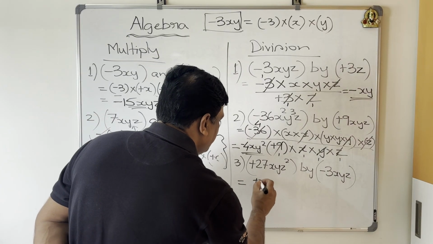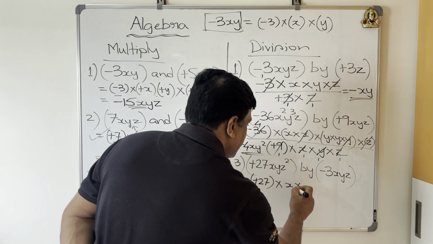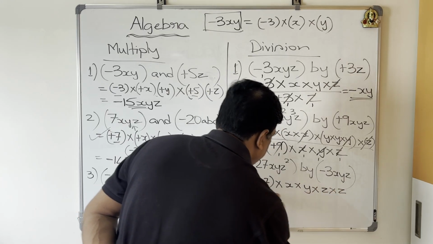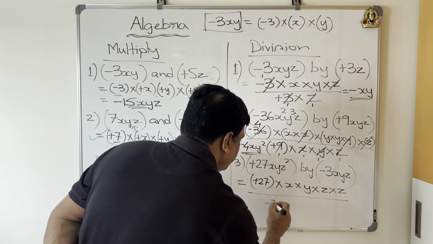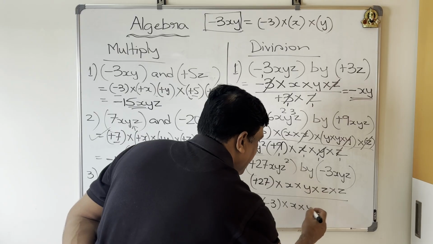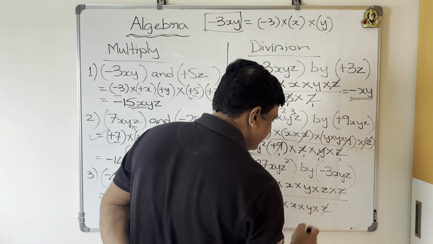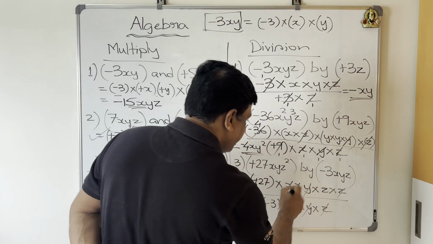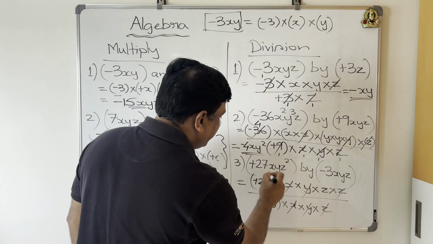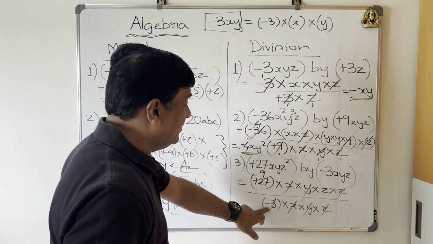So you have a +27 on the top, and then you have x, then 1 y, and then 2 z's. Similarly, in the bottom you have a -3 times x times y times z. So can we go ahead and cancel out? z gets cancelled out, y gets cancelled out, x gets cancelled out. So what are you left with? 3 can cancel out 9. Now look at it. You are left with only a minus sign in the denominator.